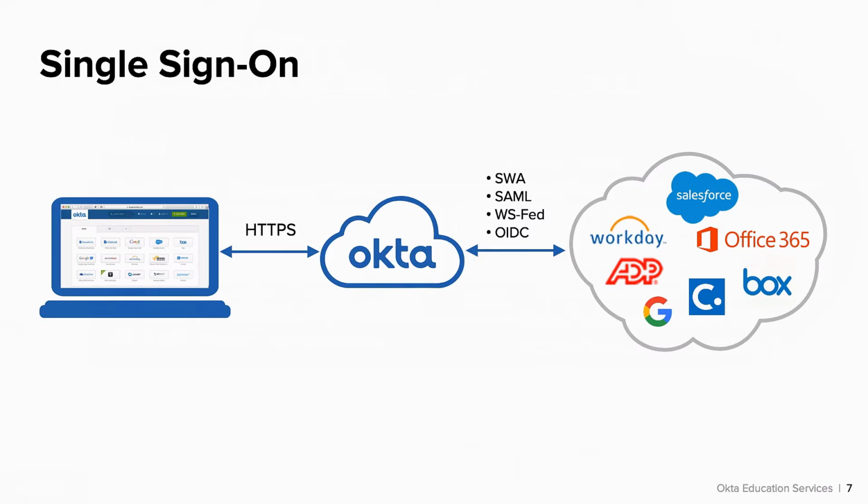In addition, there are a variety of different methods of authentication available, including SAML, WSFed, and OIDC. SWA, or Secure Web Authentication, is Okta's very own solution for SSO into applications that do not support a federated single sign-on protocol.